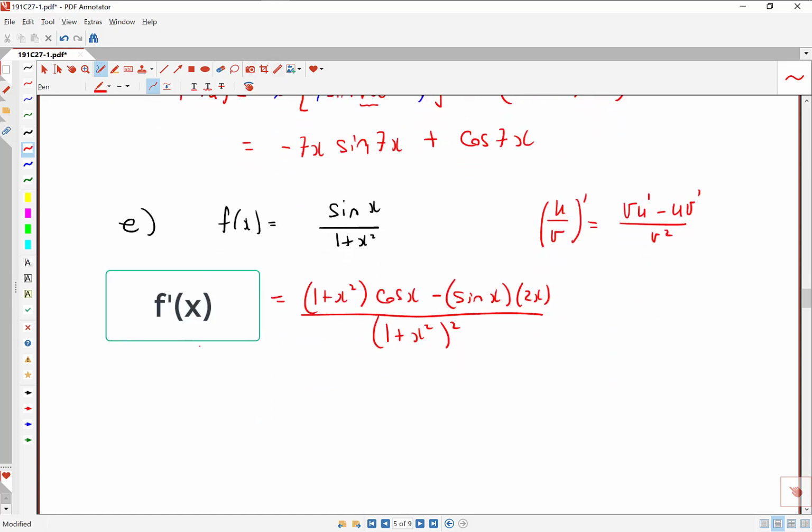So in terms of simplifying this, the rule for simplifying quotients is that you want to keep the denominator factored, just like that, and then you want to expand out the numerator. So expanding out, we're going to have 1, 2, 3 different terms in the numerator. So we'll have a cos x, we will have an x squared cos x, and then our last term, we would normally write the 2x before the trig function, so we'd write minus 2x sine x. And that gives us a simplified version of our answer.